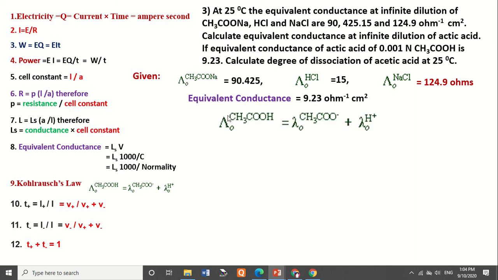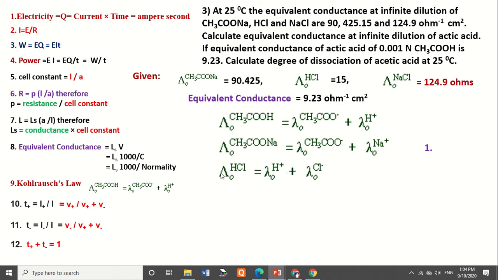Now, we know that with the help of Kohlrausch's law, the equivalent conductance at infinite dilution of acetic acid is equal to the sum of the equivalent conductances of the anion and cation. Anion means CH3COO minus, plus H plus. Similarly, for sodium acetate, the equivalent conductance of CH3COO minus plus the equivalent conductance of Na plus at infinite dilution is considered equation number 1. Now, the equivalent conductance of HCl at infinite dilution equals the equivalent conductance of H plus plus the equivalent conductance of Cl minus at infinite dilution. That is considered equation number 2. Now, for the sodium salt NaCl, the equivalent conductance of Na plus plus the equivalent conductance of Cl minus is equation number 3.